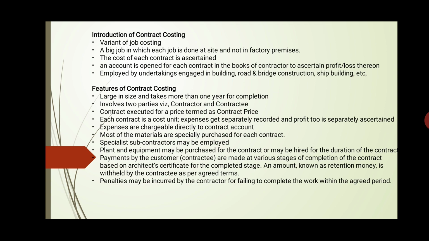And this method is mainly applicable in building construction, road construction, bridge construction, shipbuilding, etc., and similar ones. And one more thing we have to remember is that contract costing involves two parties. One is known as the contractor, the other is known as the contractee. These are the two persons who have to be actively involved to carry out the contract process.